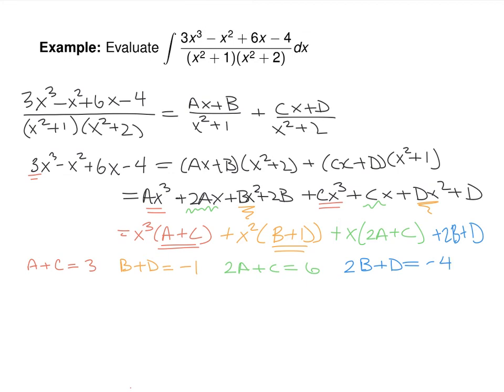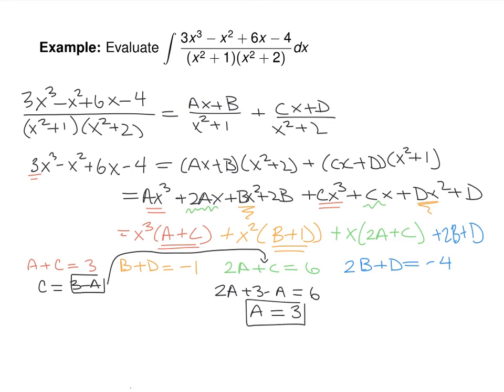Okay, now we're going to combine the red and the green one, and then the orange and the blue one. So for this one, let's solve this for c. c is equal to 3 minus a. That can get subbed in for c. 2a plus 3 minus a equals 6. So 2a minus a is just a. Take away that 3, you get a is 3. So awesome. And then if a is 3, well, c is 3 minus a, so c is equal to 0.